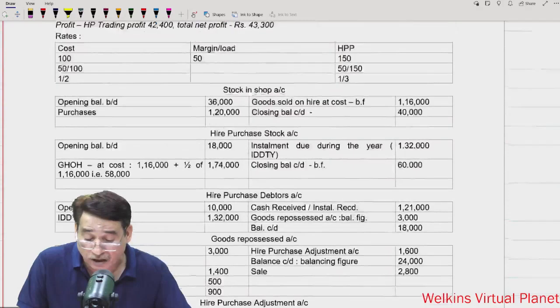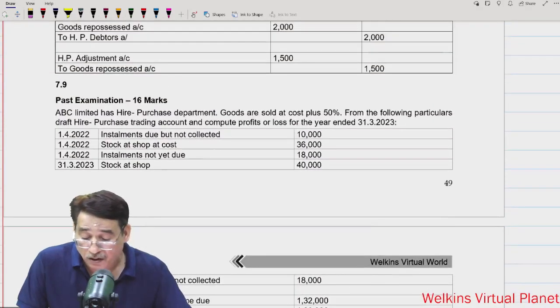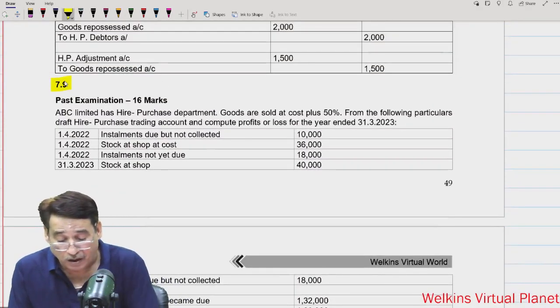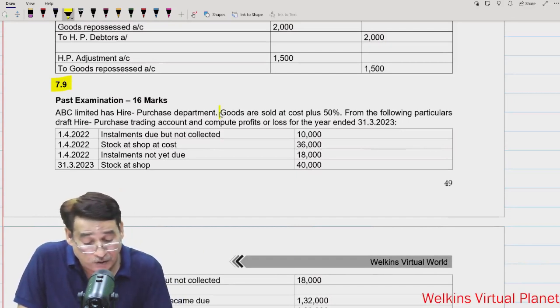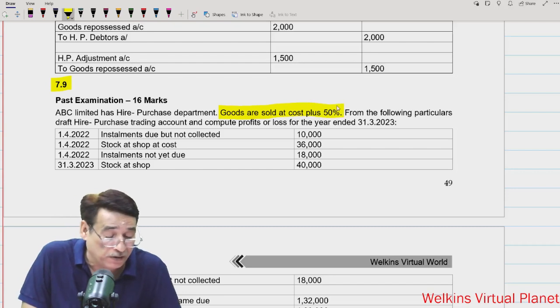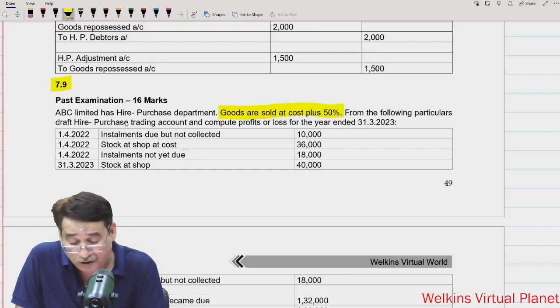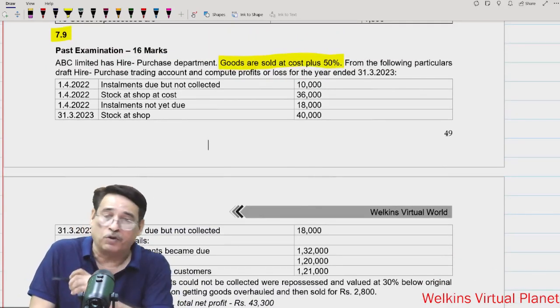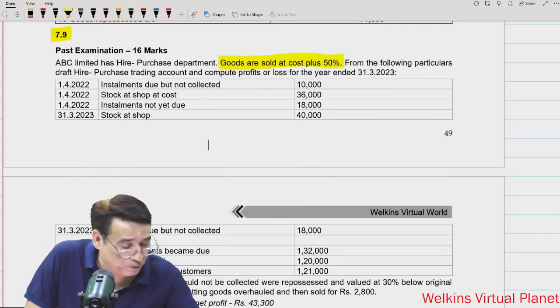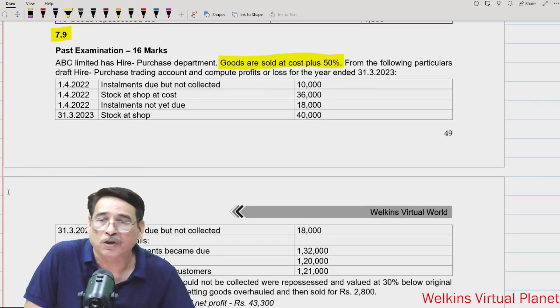And similarly, 7.9, ABC Limited has hire purchase departments and goods are sold at cost plus 50%. From the following particulars, draft the hire purchase account and so on. Well, you try to do this question on your own, correct? I will give you a break of 5 minutes and you try to do this question on your own.